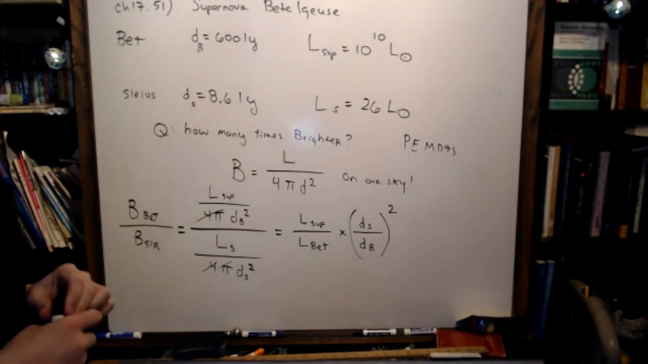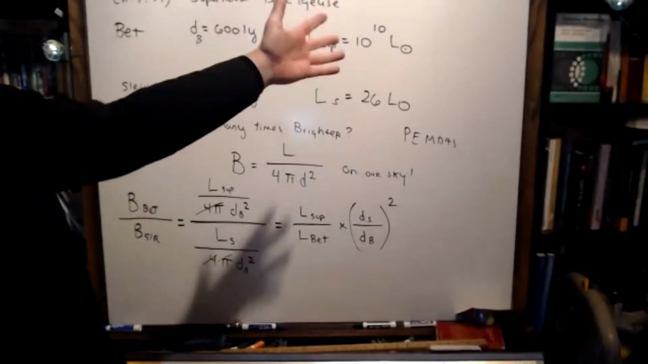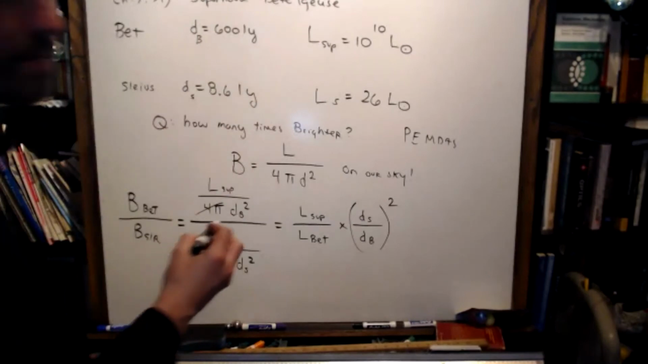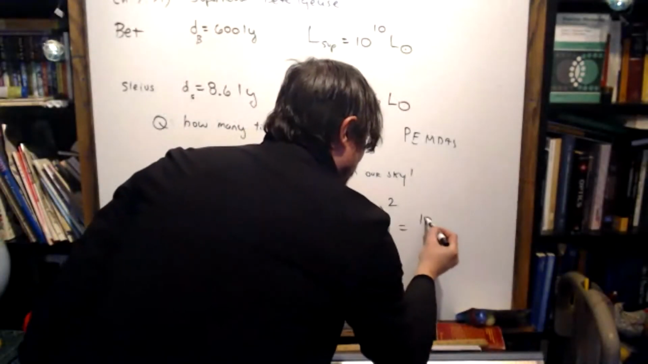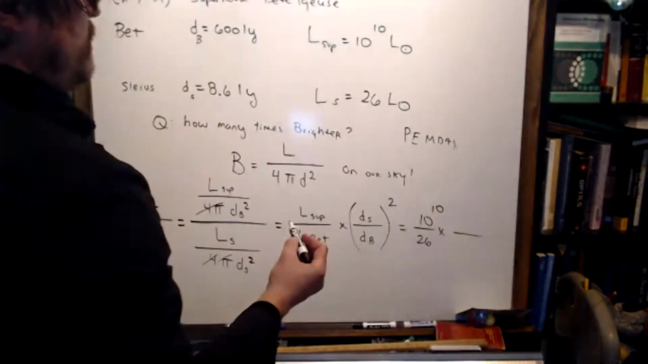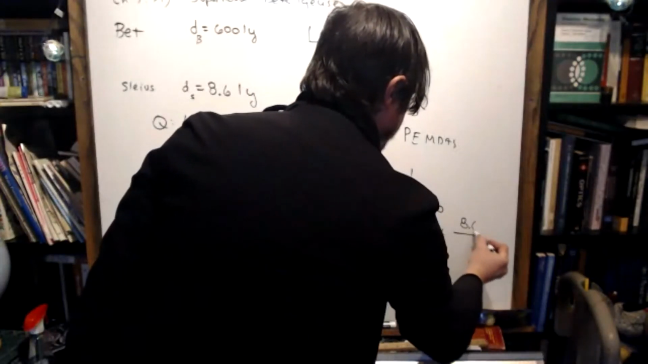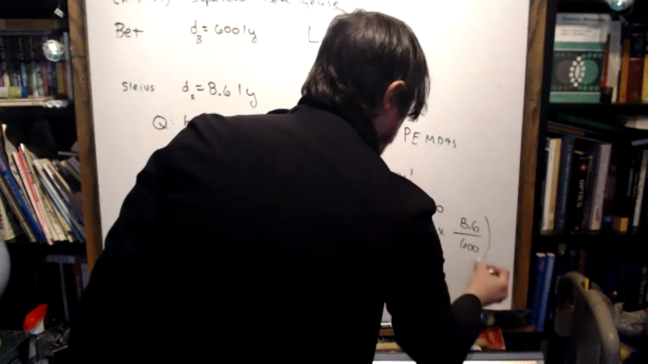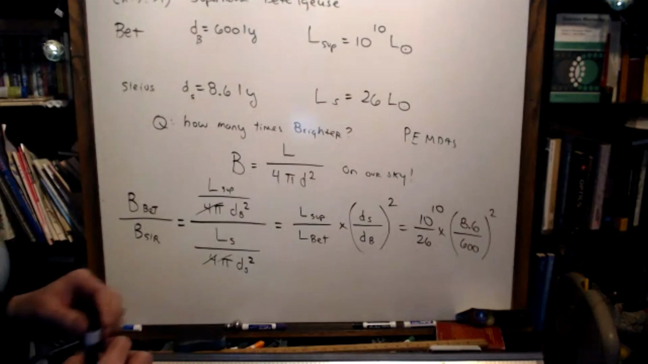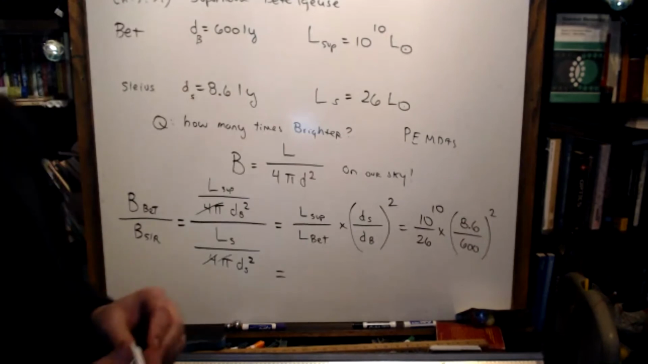Pinkies out. Now we can simply, since these are ratios, we don't have to convert to watts and meters. We can just take the ratios of the numbers. So we have 10 to the power of 10 over 26 times the square of 8.6, divided by, or sorry, times 8.6 over 600 squared. Punch them up.